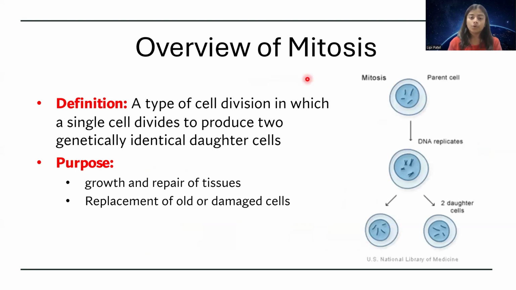Let's get into the overview of mitosis. Definition: a type of cell division in which a single cell divides to produce two genetically identical daughter cells. The parent cell undergoes DNA replication so that the single chromatids that you see here are forming the second replicate of themselves and then dividing into two daughter cells. We'll understand how this happens in the further slides, but this is just an overall picture of mitosis. Purpose: it is for growth and repair of tissues and replacement of old or damaged cells. So when it comes to wound healing, this is what occurs in the skin cells.